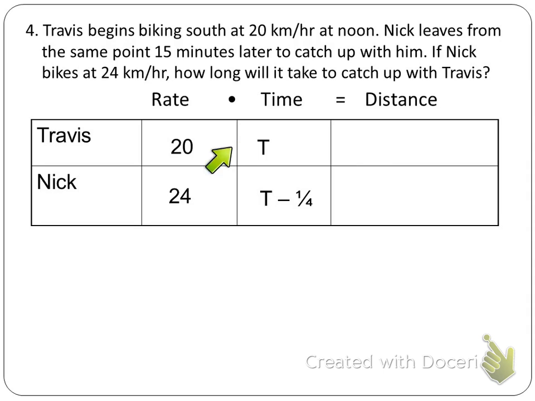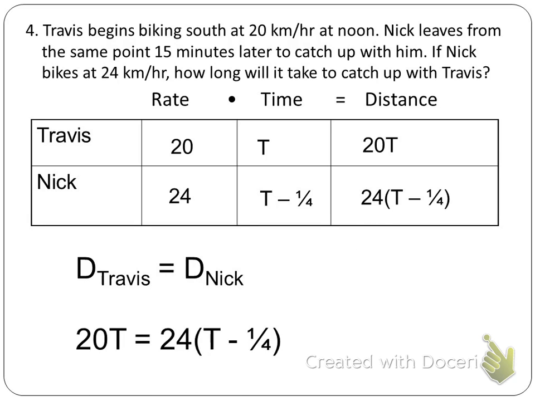So for Nick's distance, we would multiply these two. For Travis's distance, we'll multiply these two. All right, so we have 20T for Travis, 24 times the quantity T minus 1/4 for Nick. That's just the rate times the time for each of those. And we want to know when they're at the same spot. So we want their distance to equal each other, right? Make sense? So this is the equation that we need to solve.